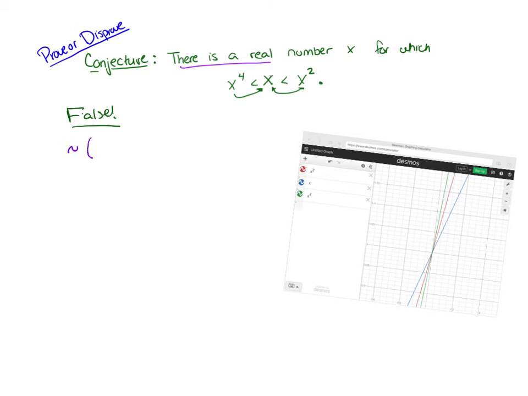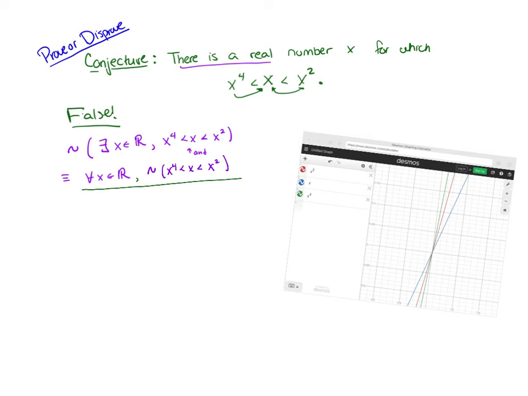So we know it's not the case that there exists some x in R such that x to the fourth is less than x is less than x squared, which means for all x in R, this is really an and, but we're not going to get too deep into that, so I'm just going to say it's not the case that x to the fourth is less than x squared, instead of trying to negate each of those and getting a complicated OR expression. Okay, so I want to try to prove that for all x, this is true.